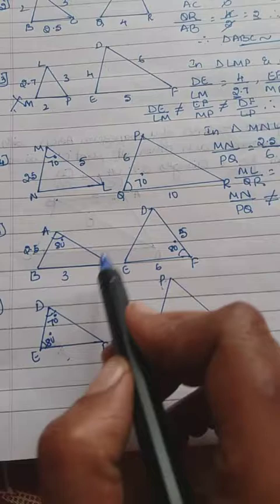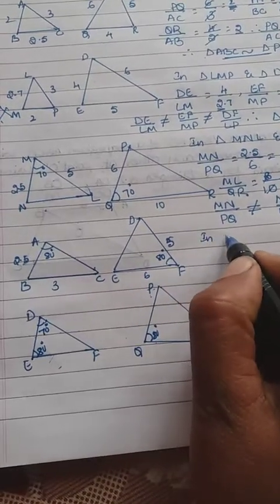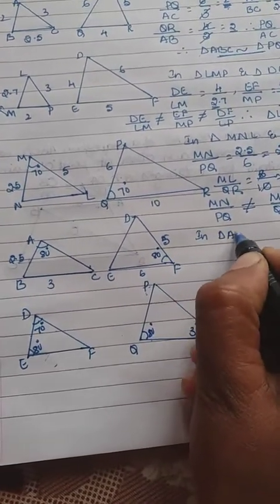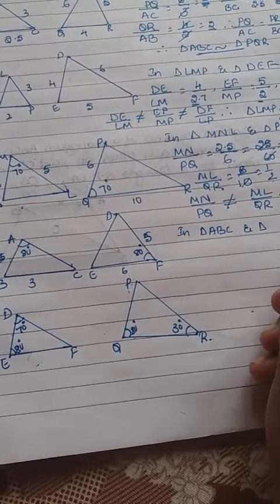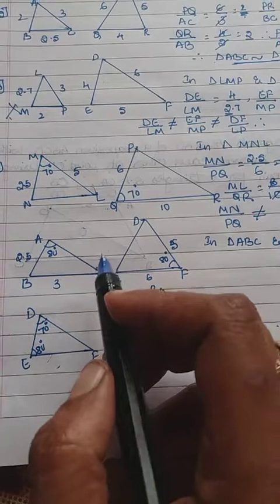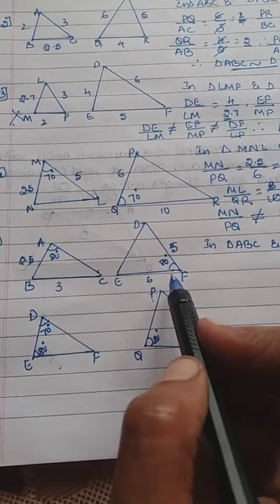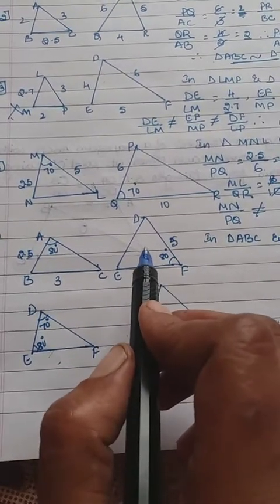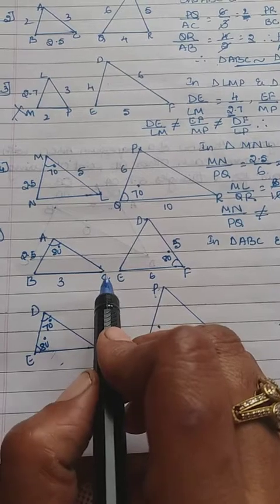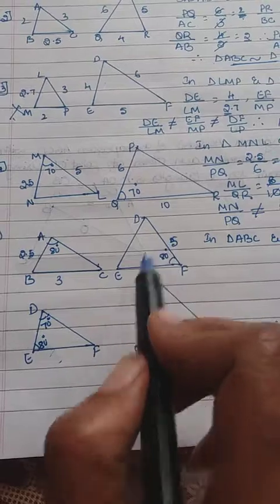The fifth one is ABC and DEF. So we have to take both triangles. In triangle ABC and triangle DEF, students, you have to check carefully here. Angle A equals 80, angle F equals 80 here. Angle only is not similar, that is one thing. And one more thing is AC is not given, but DF is given.